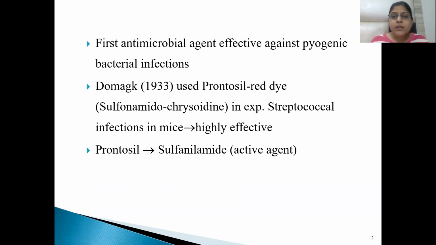Now, first, antimicrobial agents effective against pyogenic bacterial infections. Pyogenic means pus related. These are very much effective in pyogenic bacterial infections. Domagk used Prontosil red dye, a sulfonamide chrysoidine, in experimental streptococcal infections in mice, which was highly effective. Prontosil contains sulfanilamide, which is the active agent in the Prontosil. It was very effective in experimental streptococcal infections in mice.